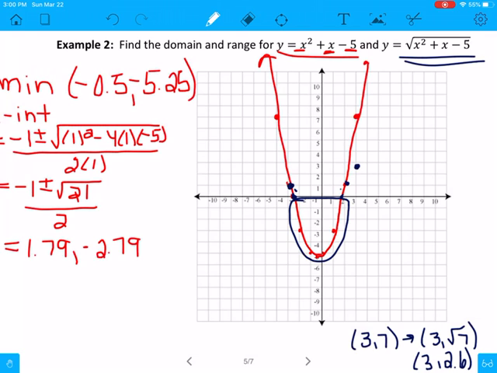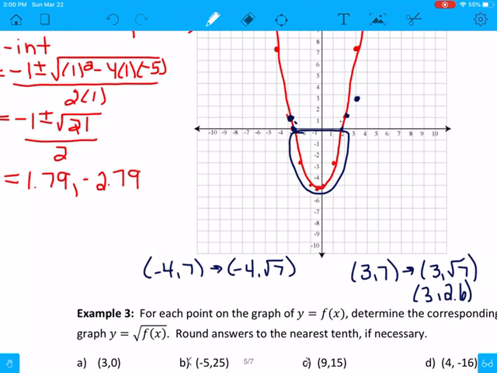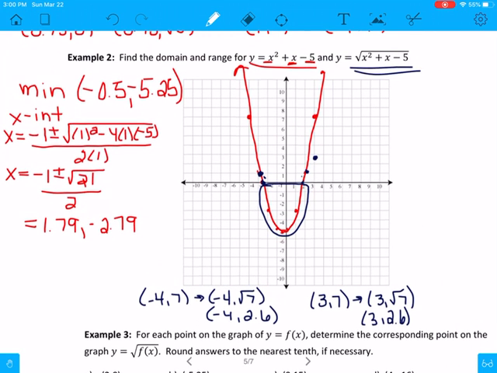And then I have another point over here, which is at negative 4 and 7. It's going to become negative 4 and root 7, which is negative 4 and 2.6. So my graph of my radicals ultimately, well, that's not great. It's going to curve and go out like this somehow. This end isn't very accurate because I have no y values to follow. And then this one's going to go out like that.